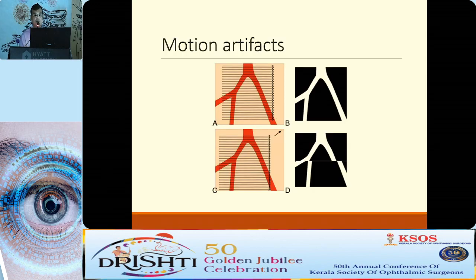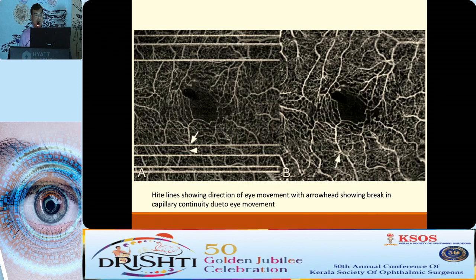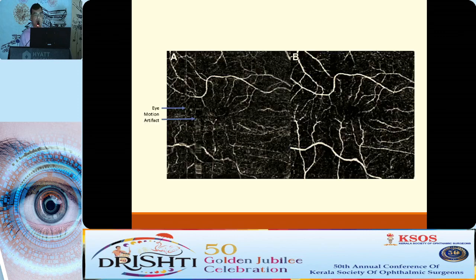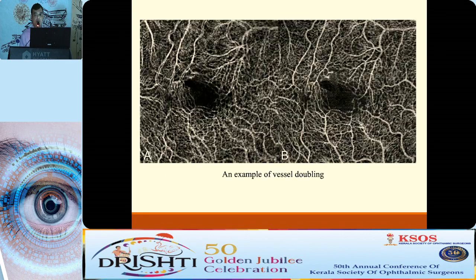Motion artifact: you can see the breakage in the capillary continuity in the lower image, which is because of horizontal eye movement. In this image, you can see with the white lines the significance of motion artifact, and you can see breakage in continuity shown by the arrow, which can be rectified by repeating the OCTA. On the left side, this is an image again with the same motion artifact where the image acquisition is bad, and with repetition it has improved.